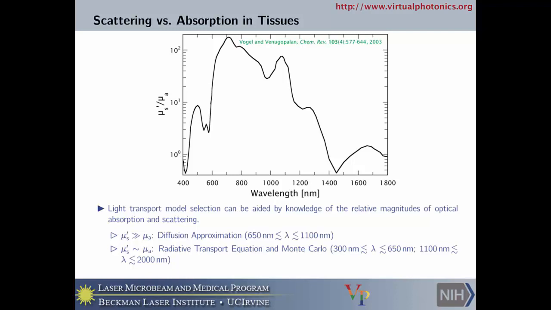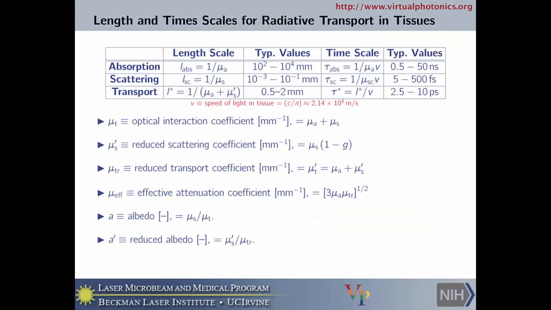Okay, and this is also important from the standpoint of modeling because, as I said, the diffusion approximation is really good when scattering is dominant over absorption. This will tell you the wavelength band in which you can use the diffusion approximation. Then you'll look at the wavelengths where scattering and absorption are comparable. In those cases, you'll have to use radiative transport in Monte Carlo. Okay, so that's really important to bear in mind.